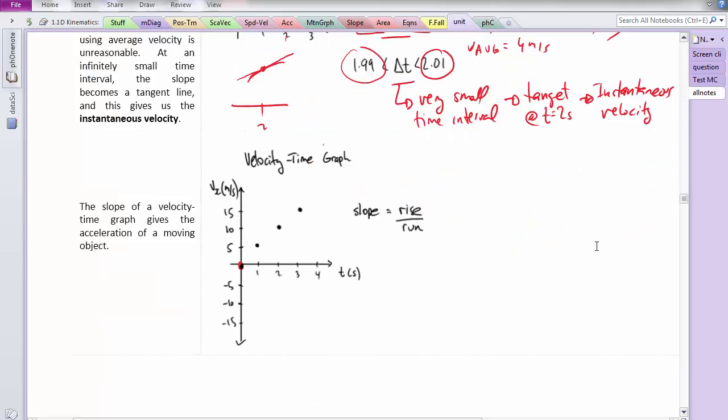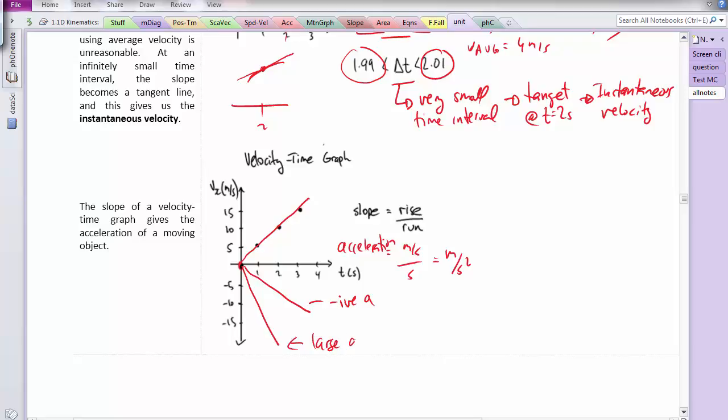And then we can do the same thing with acceleration. If we have a velocity time graph and we look at the slope of this line, well, the rise is meters per second, the unit of the run is seconds, which would be meters per second squared, and we know that's acceleration. So the slope of a velocity time graph gives us the acceleration. And just like with the position time graph, if we have a negative slope, that gives us a negative acceleration. And if we have a large slope, this gives us a large acceleration.